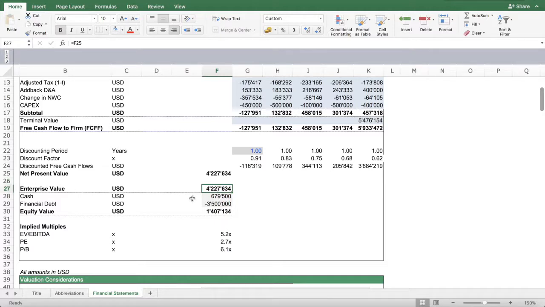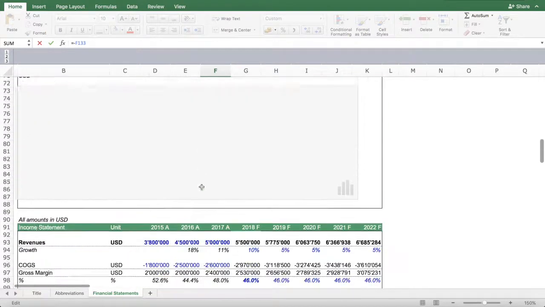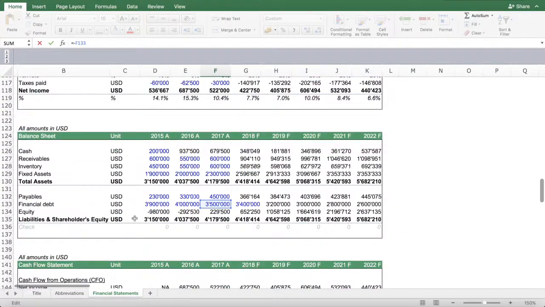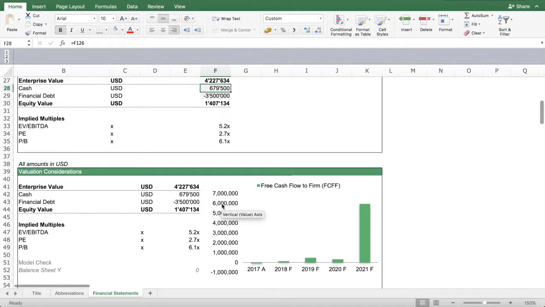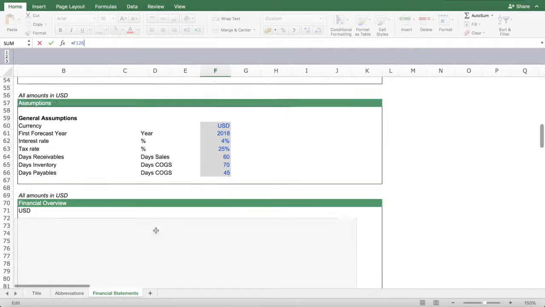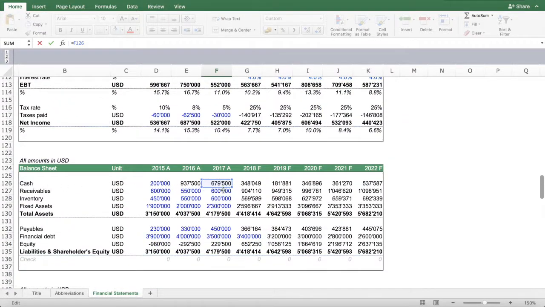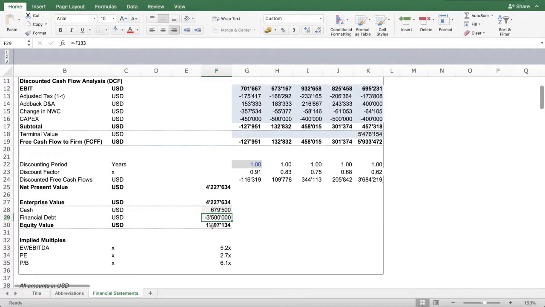So if we now want to have only the value of the equity portion, what we do is we deduct the financial debt from the balance sheet as of the valuation date. In this case, we have 3.5 million financial debt. Plus, we could use the cash to repay that debt, so we add the cash which we have on the balance sheet. You will find that also here on the balance sheet, and this gives us the equity value.